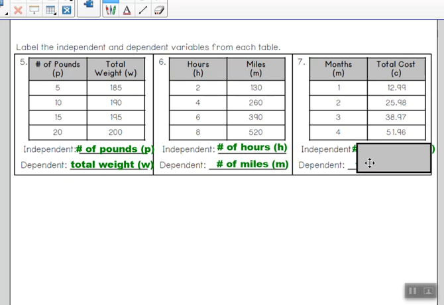And this other one right here, independent, would be the number of months that have passed, and the DV would be the total cost, how much we're paying in 1 month or over 2 months or 3 months or 4 months. This depends on that one. Again, think of this as a measure of time. Think of this as a measure of time, okay? Like we said, time is very often your IV.